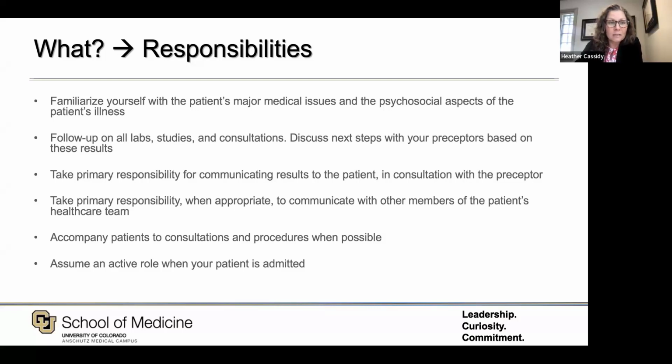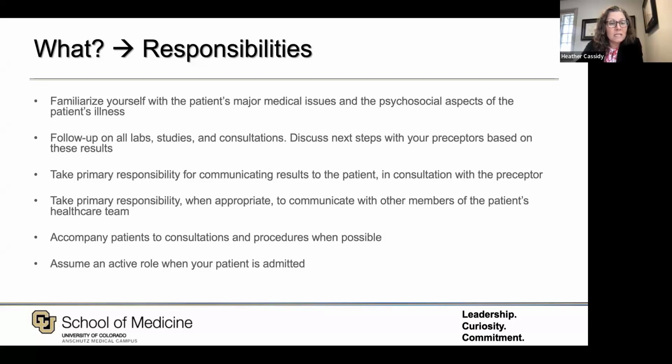the psychosocial aspects of the patient's illness. We want the student to be that patient's expert wherever they are across the community, not just in the hospital. We expect them to be following up on the labs and studies and consultations and to be dialoguing with their preceptors about next steps, even if they're not necessarily there with you in clinic that day.